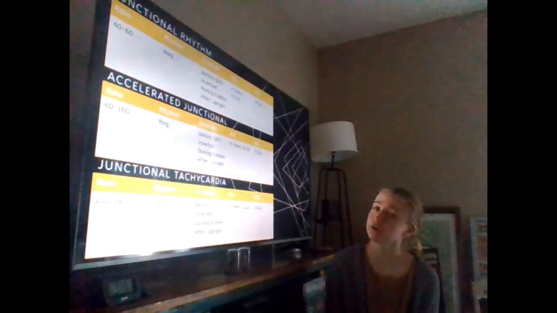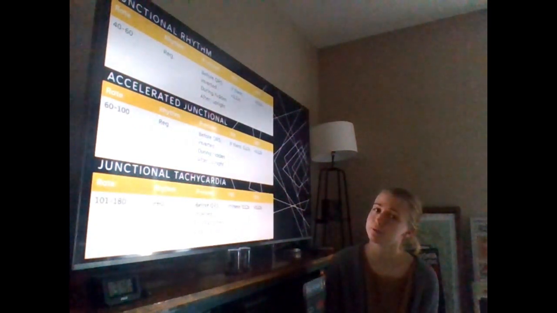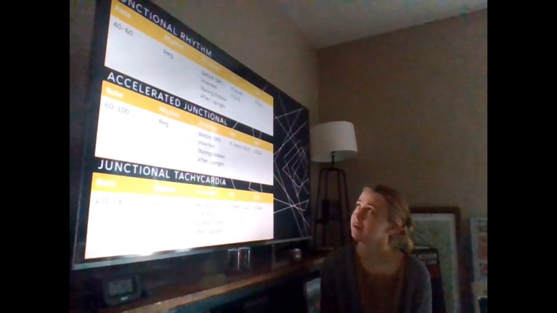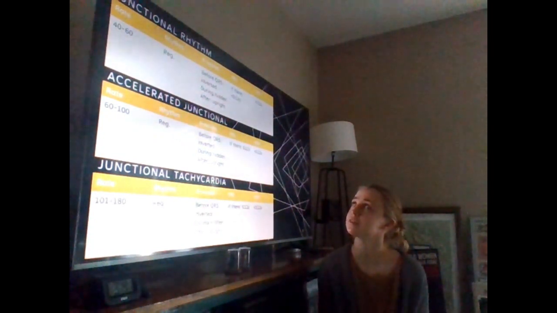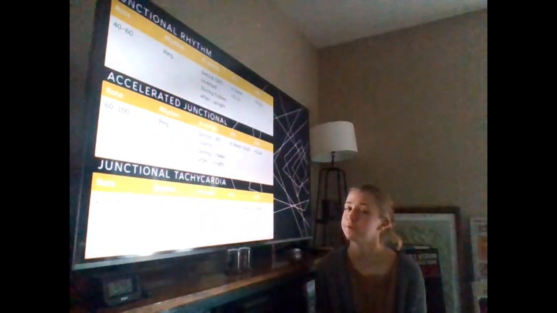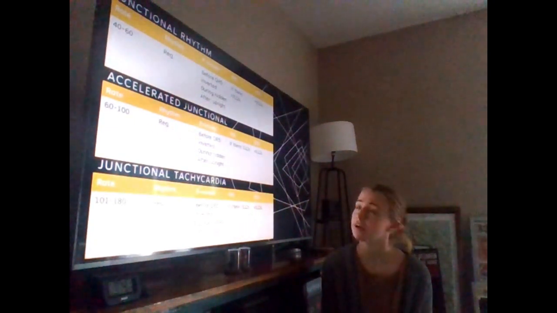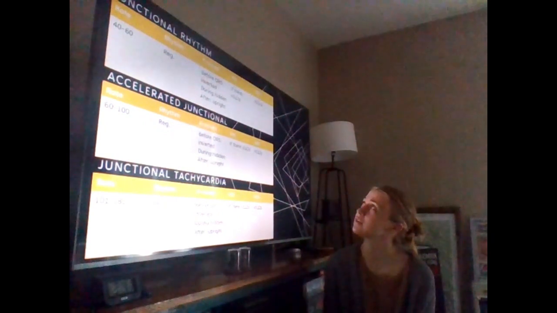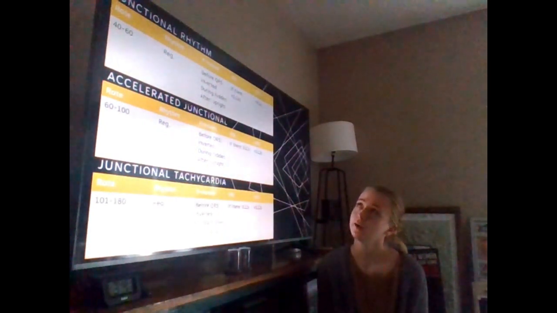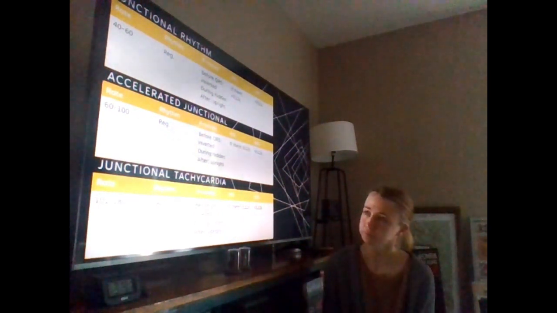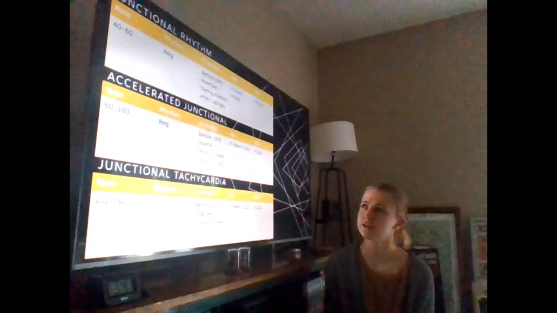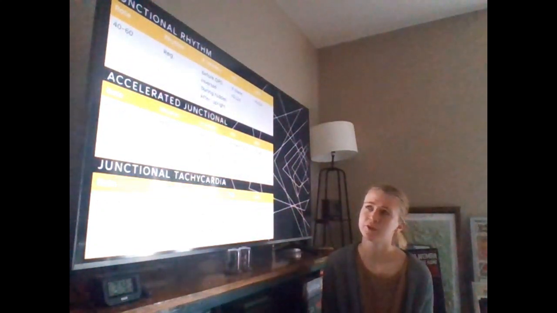If your PRI, or your interval between your P wave and your Q wave, is there, it will be less than 0.12 seconds. And your QRSs are still nice and narrow at less than 0.12 seconds. That's your junctional rhythm. These next two rhythms, the only difference in them is going to be their rate.